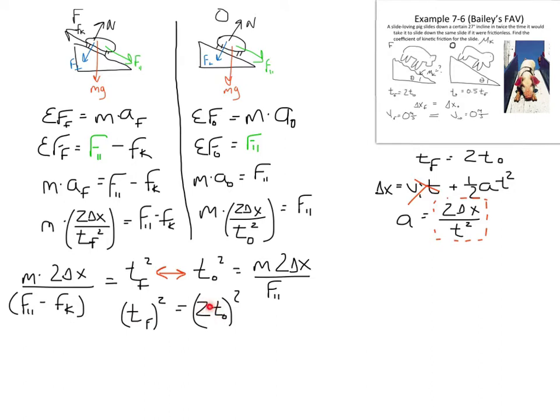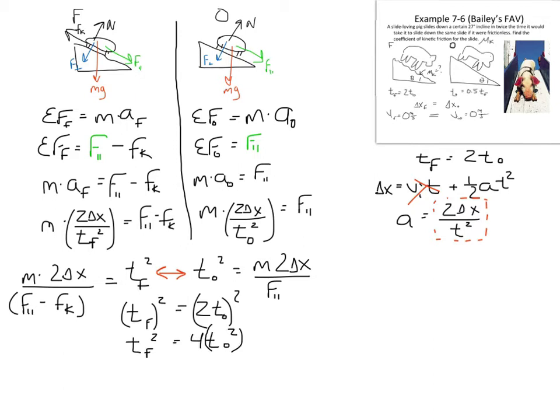So what's the only difference right here? These are almost equal, except this has a 2 squared in front of it, which really means that time with friction squared equals 4 times the time without friction squared, like that.